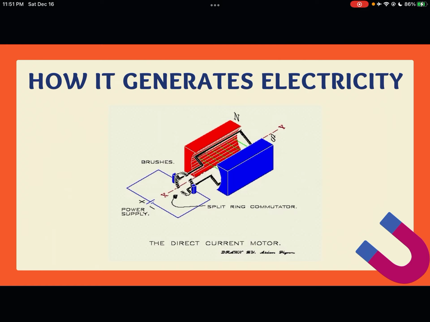Here is a GIF of how it generates electricity. You see, it looks exactly the same as an AC generator. Spins between magnetic poles, but look, one ring only. One ring connected to two wires. This makes the current not alternate.